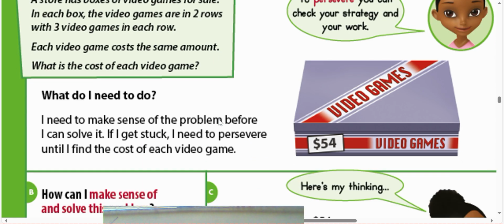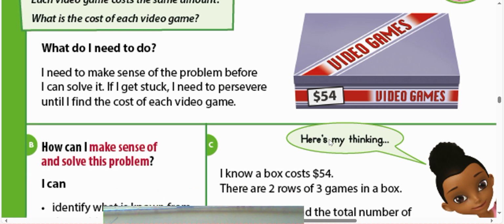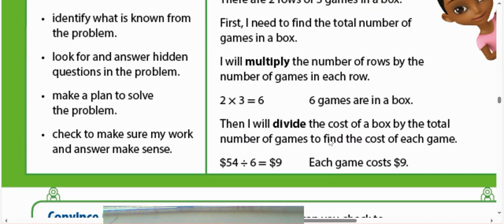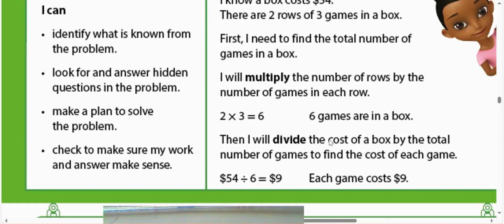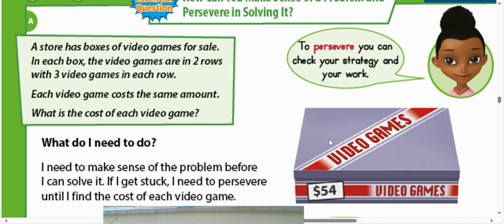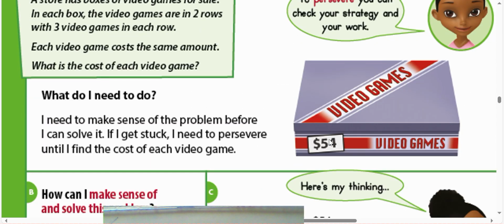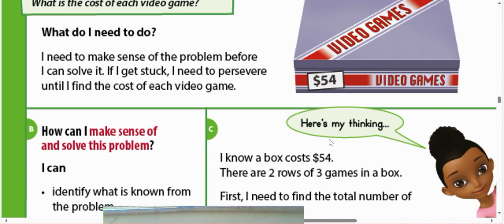Look at the price here, $54. We can find the price: 54 divided by the number 6, and find the answer. Okay, we know 54 divided by 6 equals $9, and the price of each one equals $9. You will multiply the numbers again. 2 times 3 equals 6. 6 times 9 equals 54.